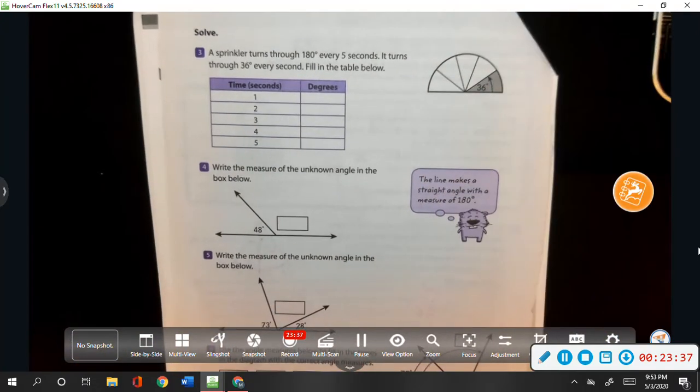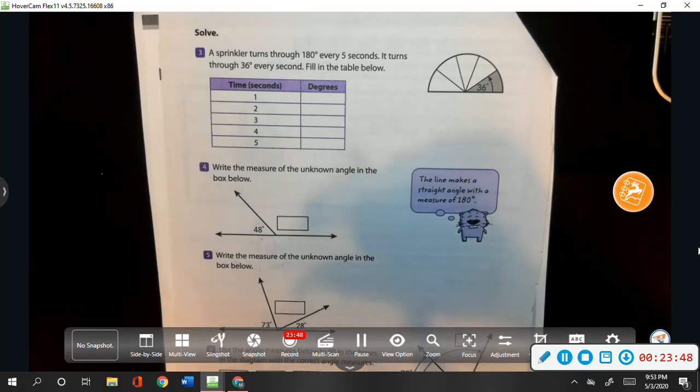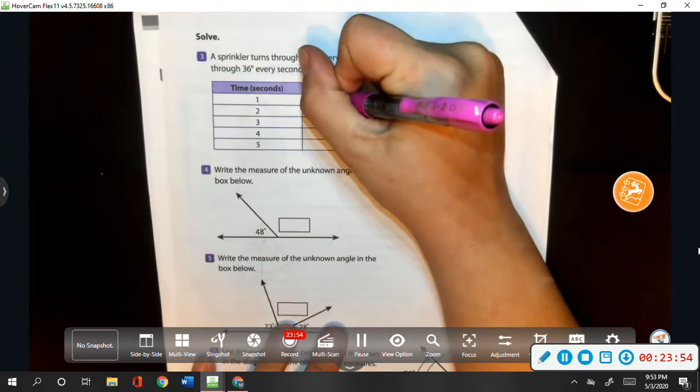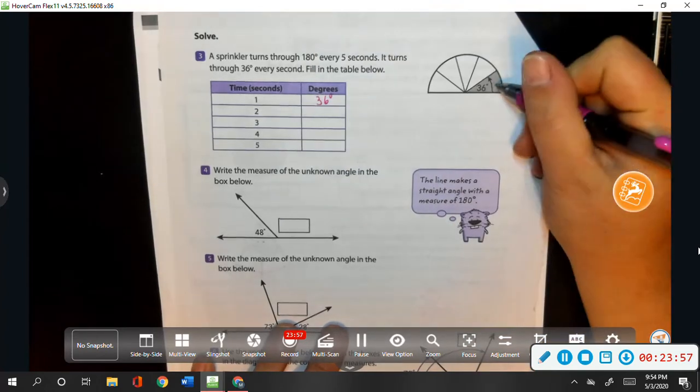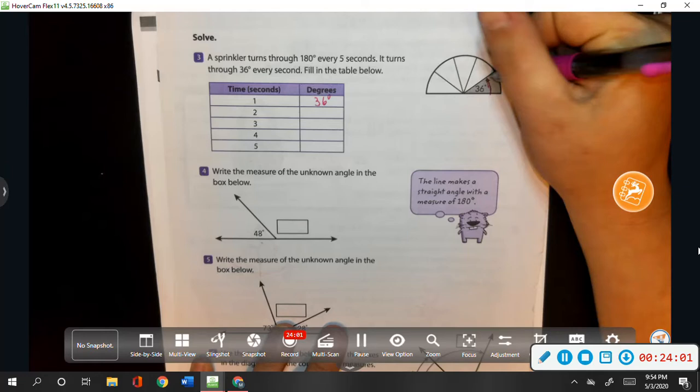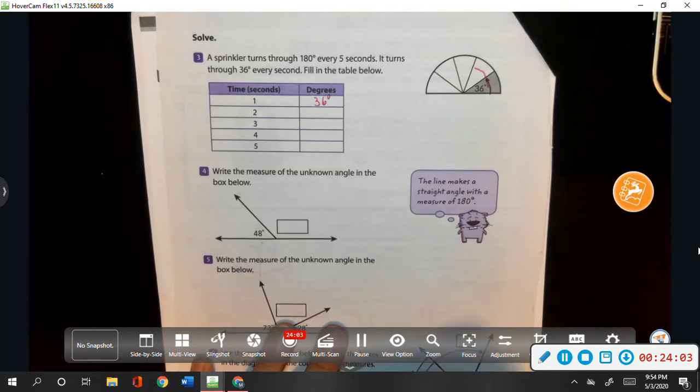Alright, almost done, guys. Back of the page. Number 3. A sprinkler turns through 180 degrees every 5 seconds. It turns through 36 degrees every second. Fill in the table below. So, for every second, it turns 36 degrees. So our first turn is going to be 36 degrees. Well, another second goes by. What's that going to be then?